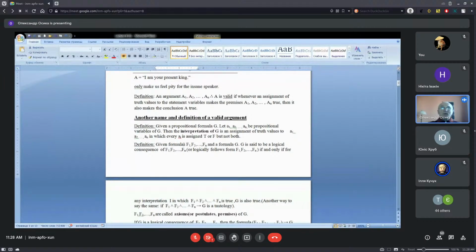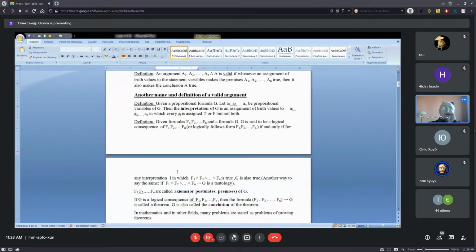Definition. Given formulas F sub 1, F sub 2, F sub n, and the formula G, G is said to be a logical consequence of F sub 1, F sub 2, F sub n, or G logically follows from F sub 1, F sub 2, F sub n, if and only if, for any interpretation I, well, just say it is a set of truth values for each variable.